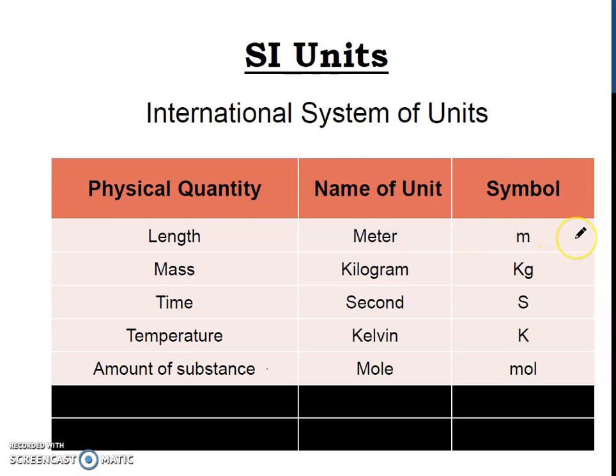Okay, the first one is length. The unit is meter. The symbol is m. This is very well known because it is a standard system. So bila kita tulis m tu, everyone knows. The small m is meter. And then for mass, the SI unit is kilogram. For time, second. Temperature is Kelvin. And the last one, amount of substance, is mole.